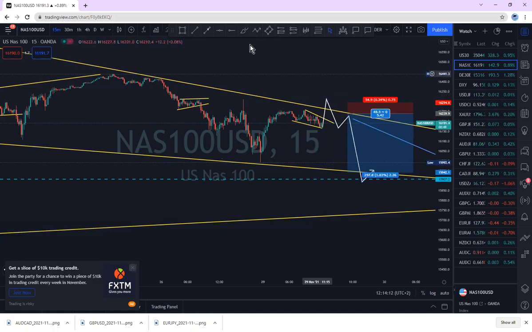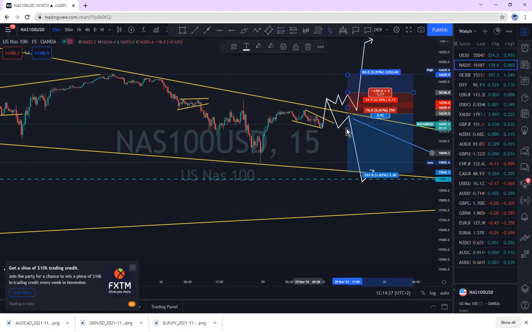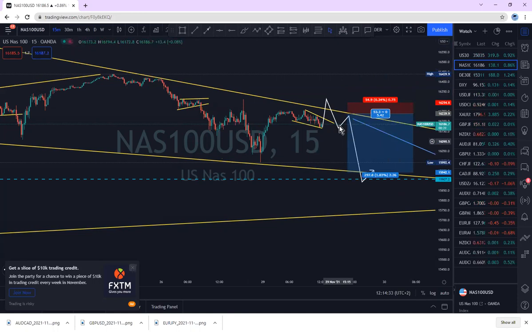So if it breaks and then it creates some sort of continuation outside here, then we are going to buy after a breakout of this continuation to the upside. But I'm still looking forward to see it come to the downside. So let's remove this. Yeah, something like this.